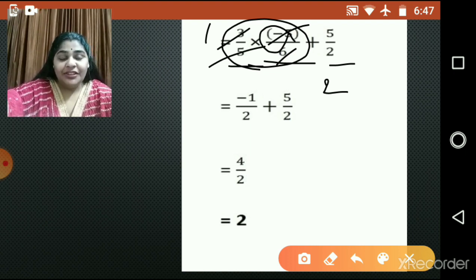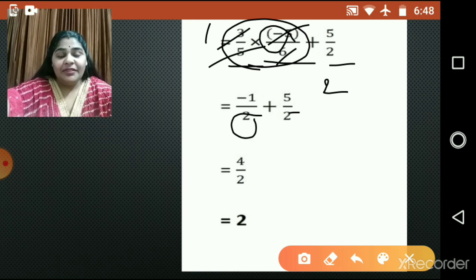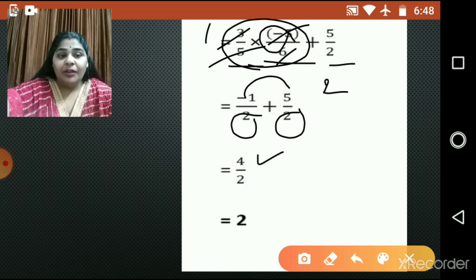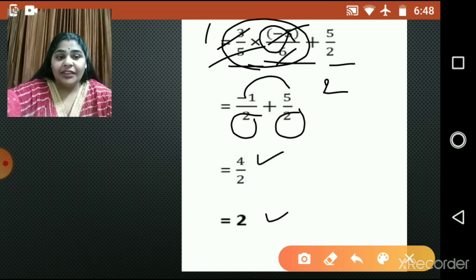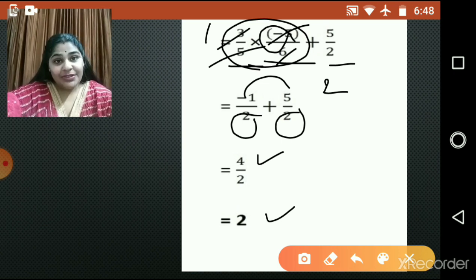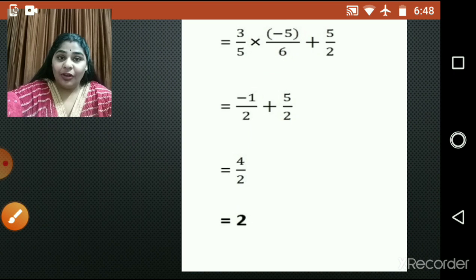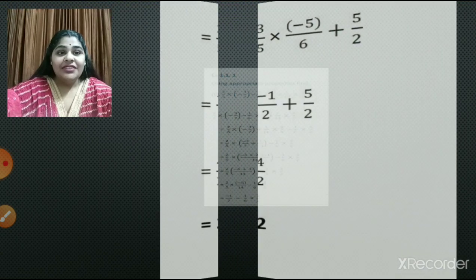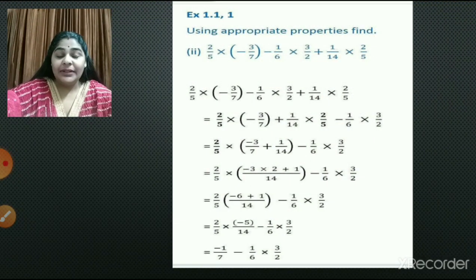That is equal to, denominators are same. We can directly add the numerators. So plus 5 and minus 1 will be 4 upon 2 as it is. That is nothing but equal to 2. I hope you understood how to use the properties, children. There may be a combination of properties, that is distributive and commutative. So let us move once again, one more example, a similar example we will see.